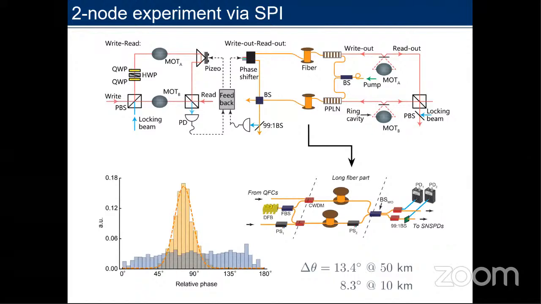To solve the fast phase fluctuation of the long fiber during entangling trials, we introduce a third interferometer with 1550 nanometers through WDM. The final phase fluctuation achieved at 50 kilometers is around 13.4 degrees.